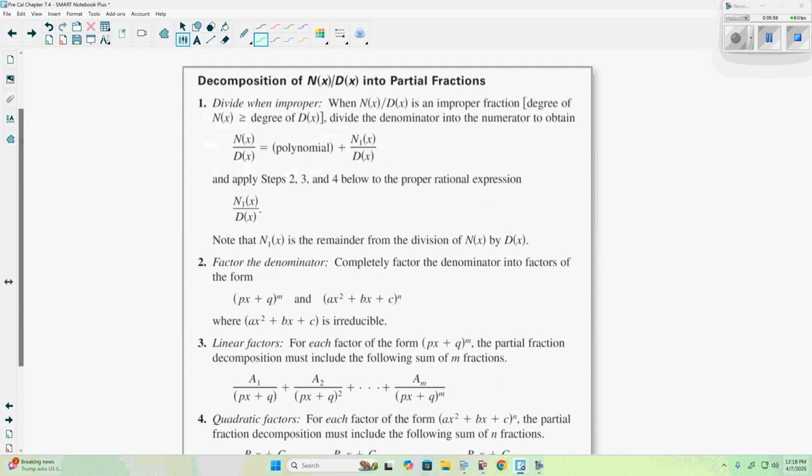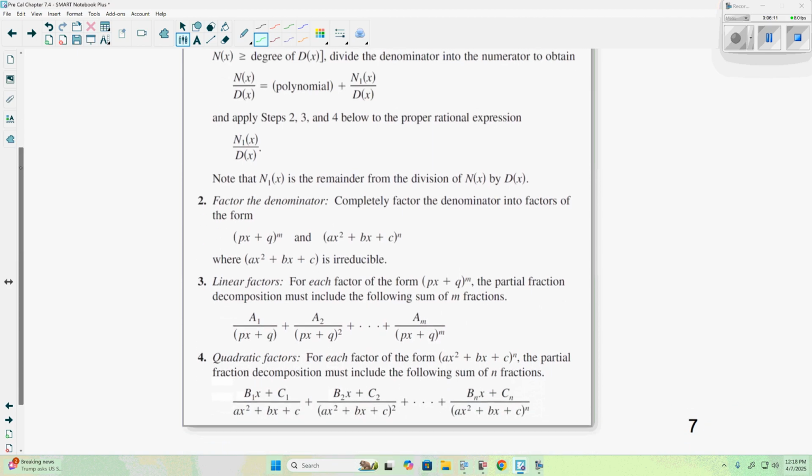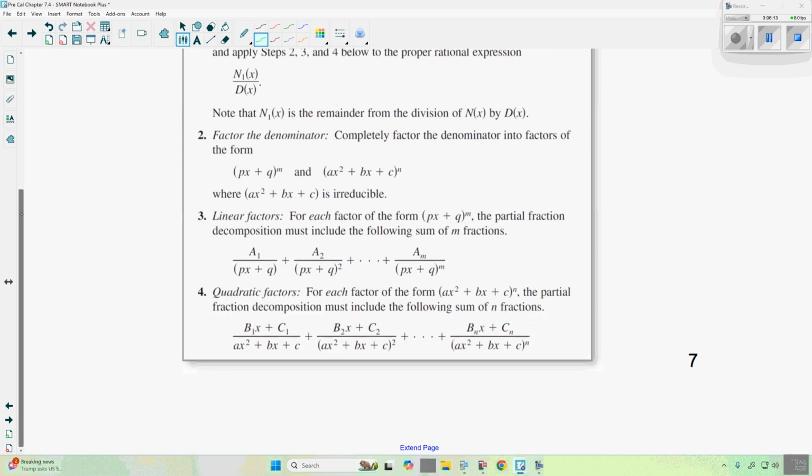So you do have this here, divide when improper. If the degree of the top is bigger than the degree of the bottom, we do have to divide so that the degree of the top is less than the degree of the bottom.